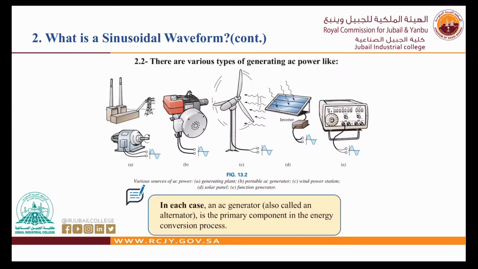Now, what is the sinusoidal waveform? There are various types of generating AC power. Like we have here the power from the electrical company, as you can see here, and here a normal diesel generator. Here from the wind. Here from the sun.